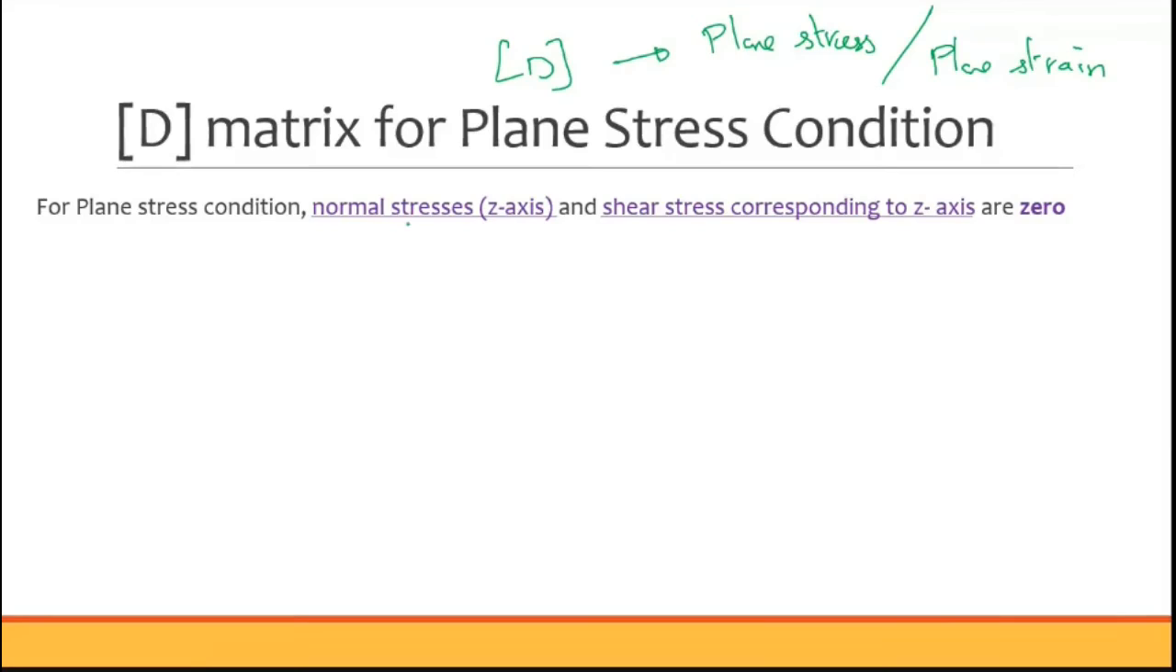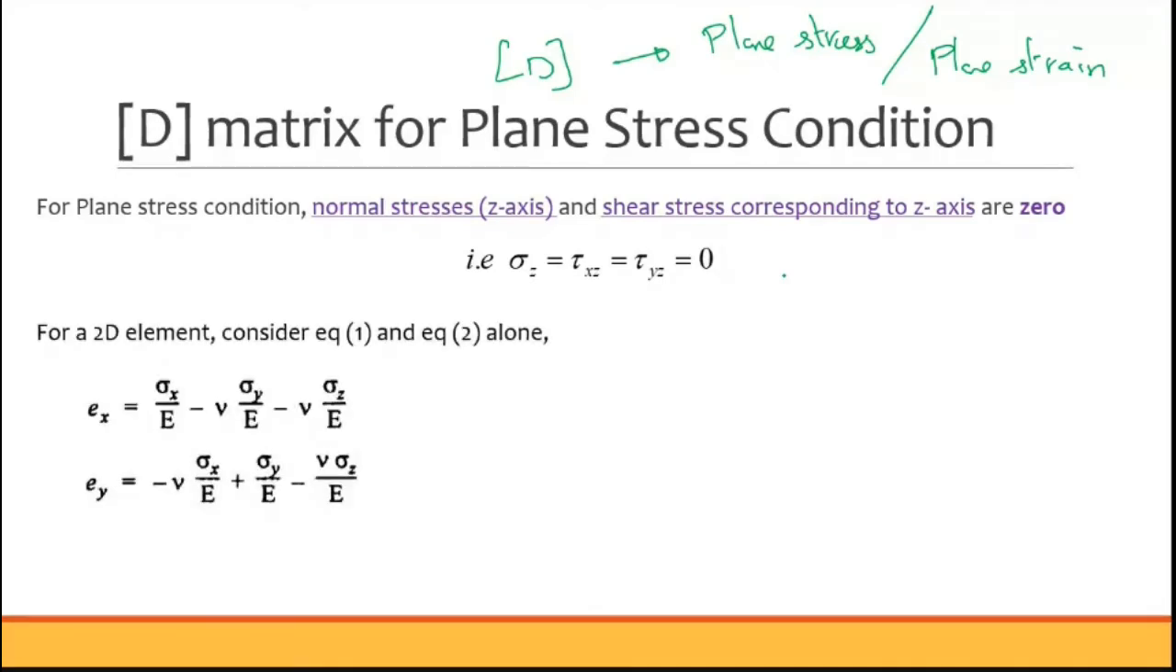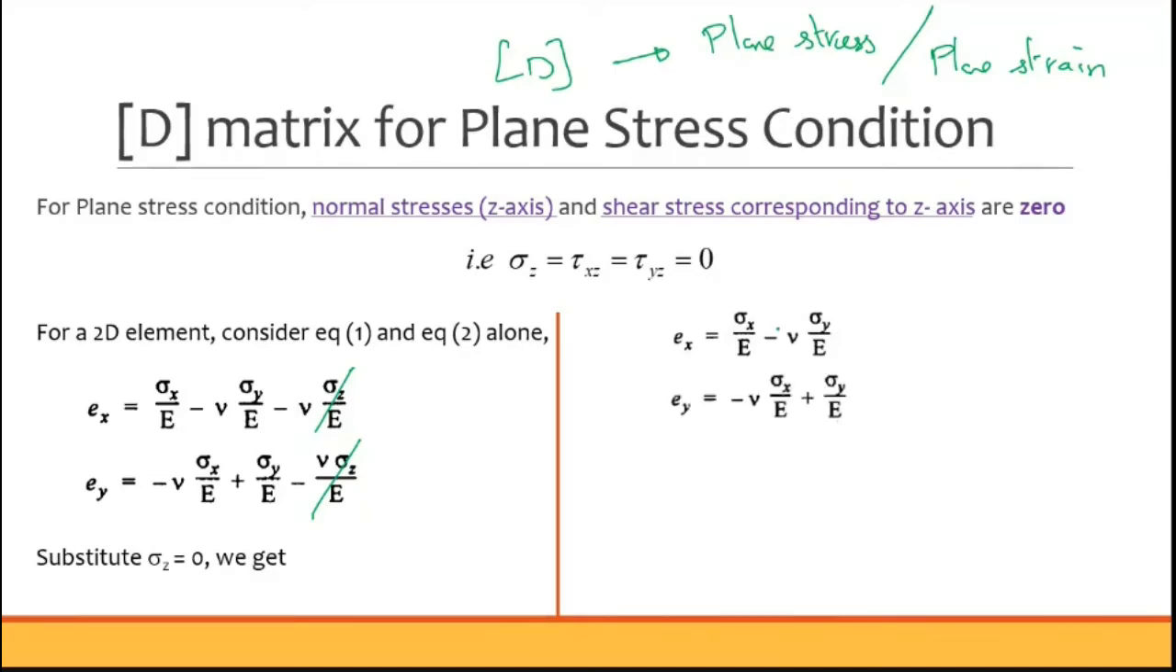For plane stress condition, the normal stress in Z direction is zero, and tau XZ and tau YZ are also zeros. In this equation, those terms become 0. So you will get Ex like this and Ey, so your strain will be like this. Similarly, tau we can also identify, and relate it in a different way.